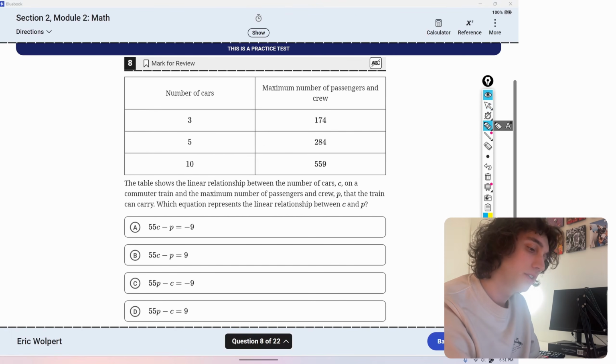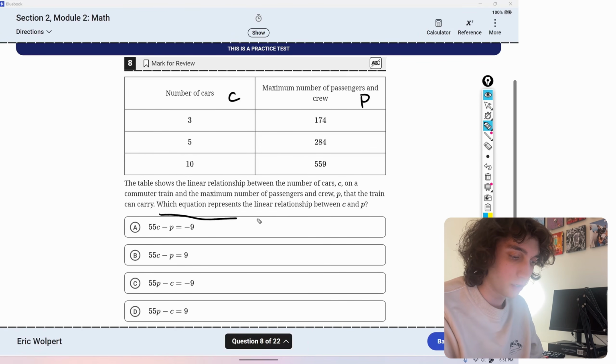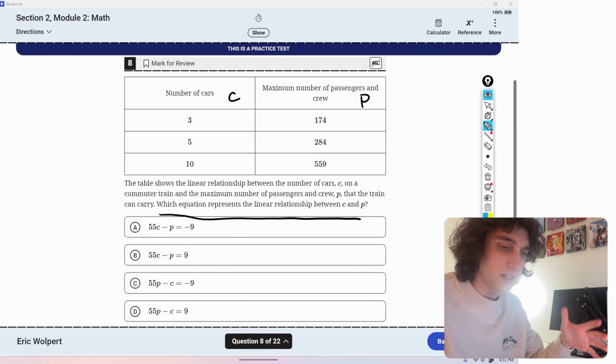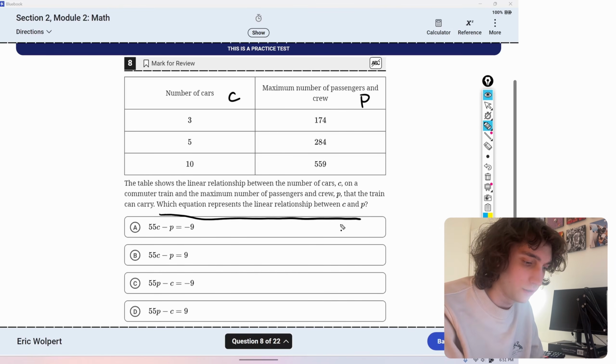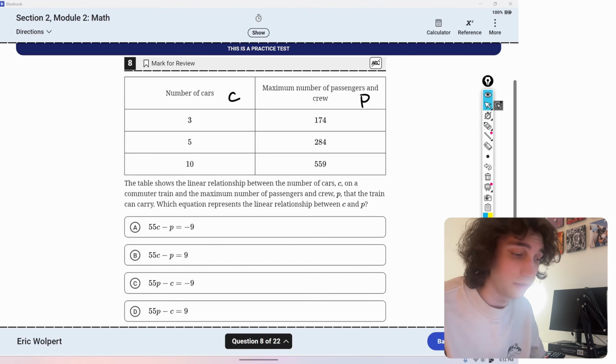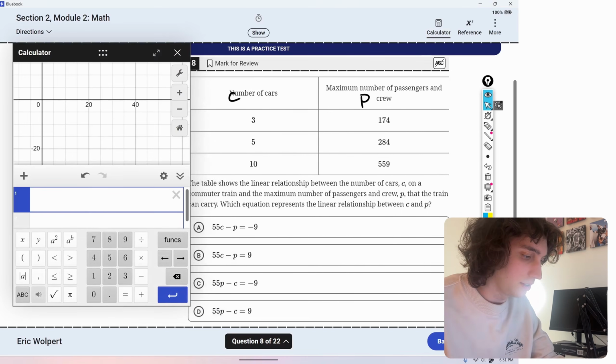Problem number 8, we have the number of cars C and the number of passengers P. And we're asked which equation represents the linear relationship between C and P. So this seems very easy, like just put it into Desmos, find the equation of the line. The problem is that all of these answer choices are in standard form, not slope-intercept form, so we have to do that conversion. But that's not terribly difficult to do.